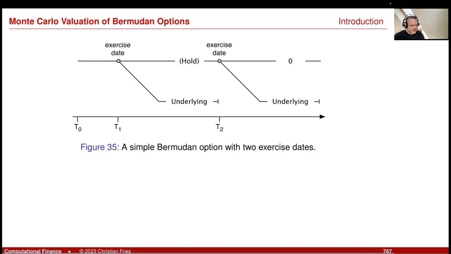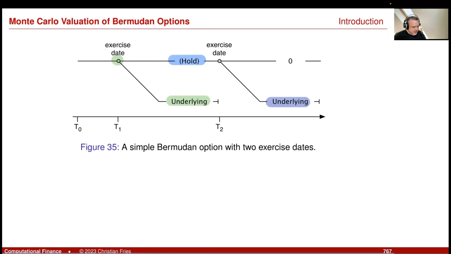Small picture, this is the situation. You can decide to choose the underlying, yeah. You can just make this decision here in T1, or you can decide to continue. And if you continue, you again have the decision to choose the underlying in T2, or choose nothing. This is the example with two exercises.